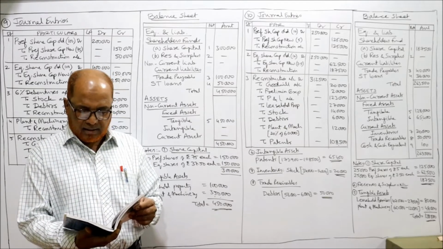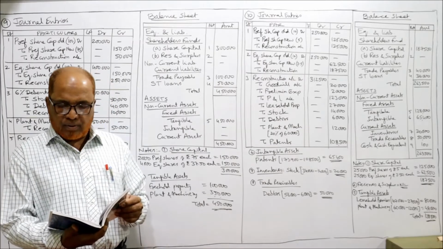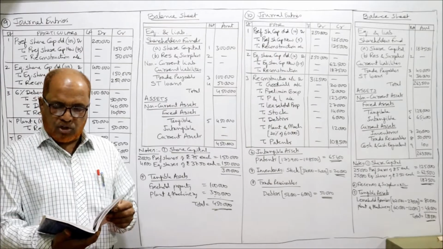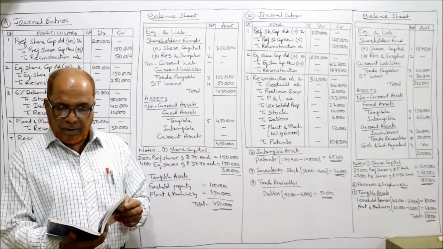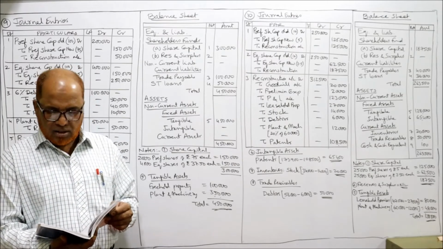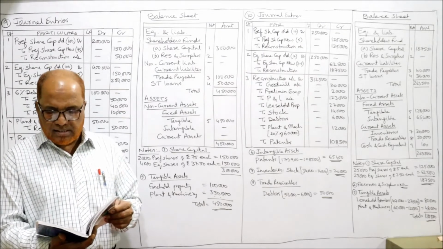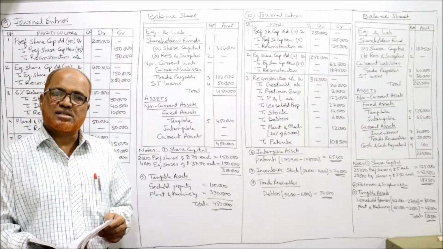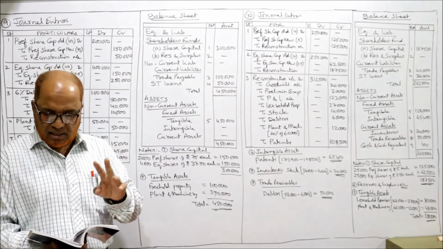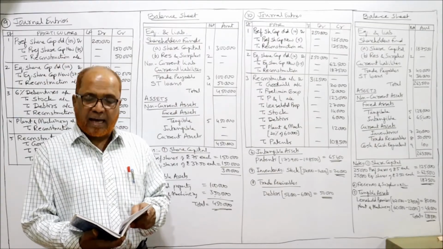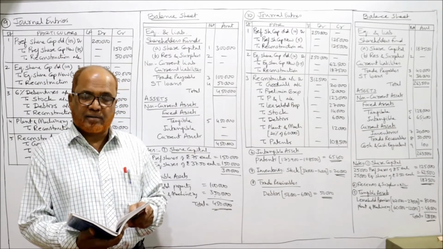Current liabilities: sundry creditors, bank overdraft. Assets: goodwill, intangible asset. Leasehold premises, plant and machinery, tangible assets. Patents, intangible asset. Stock, debtors, cash, current assets. Preliminary expenses and profit and loss account, fictitious assets. So two fictitious assets are to be written off, preliminary expenses and profit and loss account. And two intangible assets, goodwill and patents.